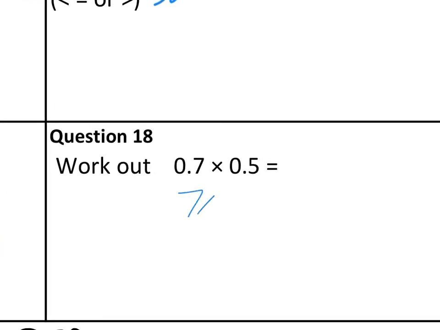Okay, 7 times 5, once again, 35. One number, that's 2. Needs to have 2 numbers after the decimal point. 2 numbers.